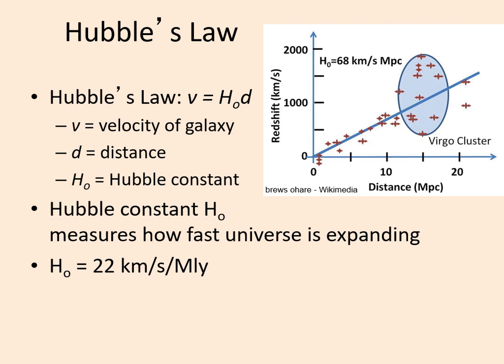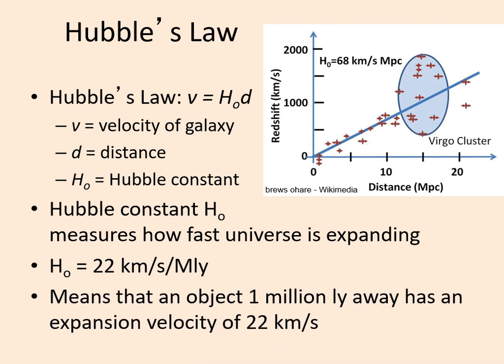The best estimate of the value of Hubble's constant is 22 kilometers per second per megalight year. What this means is that an object that's 1 million light years away will be moving away from us at a speed of 22 kilometers per second. If it's twice as far away, it'll move twice as fast.